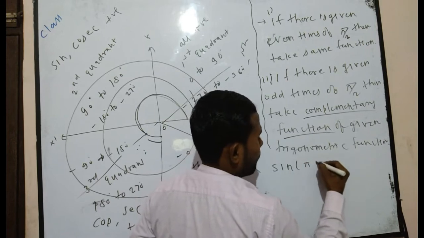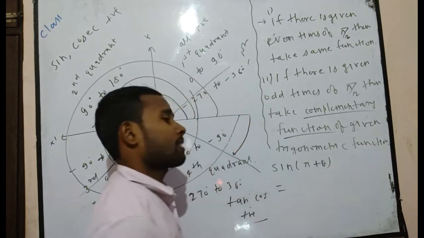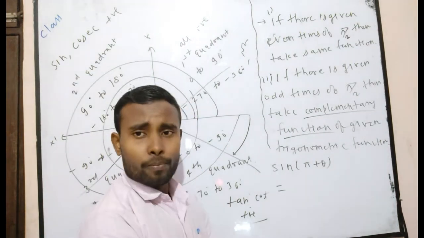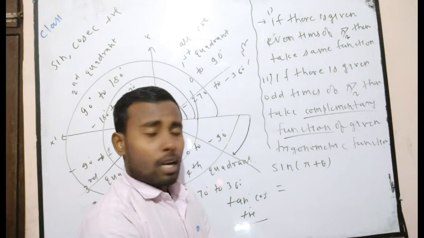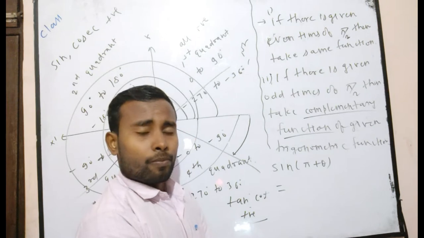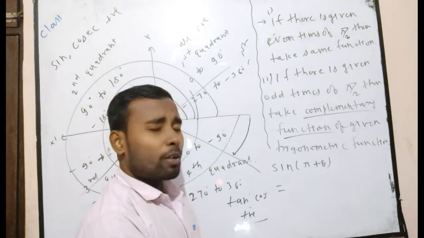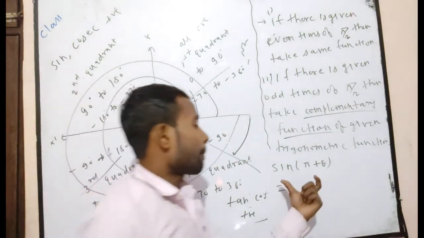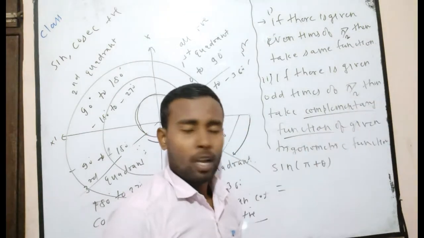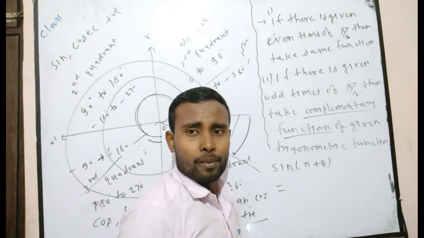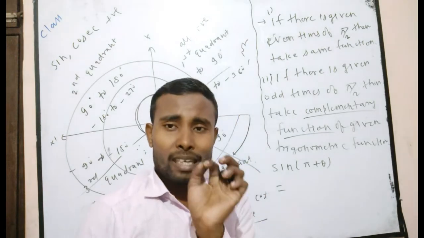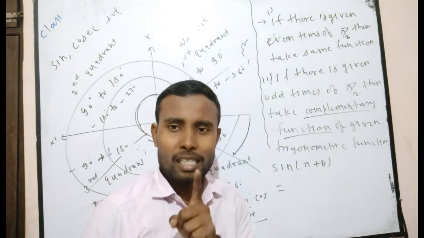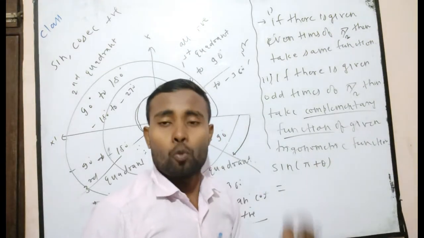Now I want to ask you, what is the formula of sin pi plus theta? How can you recognize it? That is very simple. First of all, you have to decide in which quadrant pi plus theta lies.